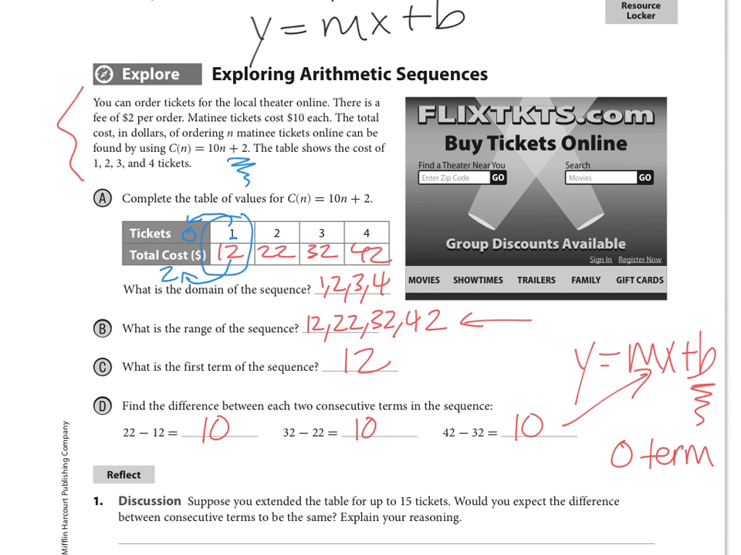How you can look at a pattern in a table and be able to come up with the equation. Now, you can do that only if it's an arithmetic sequence. Later on, we'll learn how to come up with formulas for patterns that aren't arithmetic. But for right now, that's the only one you guys know how to come up with formulas for.